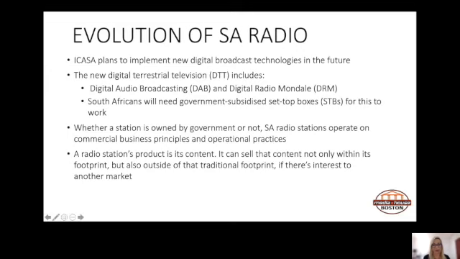If we look at a radio station, what do we have? We have content. A radio station's product is its content. That's what it sells. It can sell that content not only within its footprint, but also outside of that traditional footprint, if there's an interest from another market. So if, for instance, a Mauritian radio station wants some of our content, we can sell it to them. A lot of American radio stations syndicate their audio, okay? A very good example is Ryan Seacrest's show. KFM used to syndicate Ryan Seacrest's show, being one of, I think, over 300 radio stations at that point that did it.